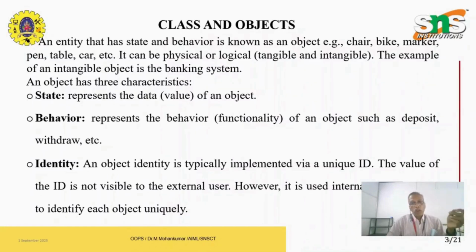In Java, the identity is used internally by the JVM. JVM is nothing but the Java Virtual Machine, which identifies each object uniquely. That is the approach. In Java, we have a consideration called the JVM, and based on the JVM we execute the classes and objects in Java programming.